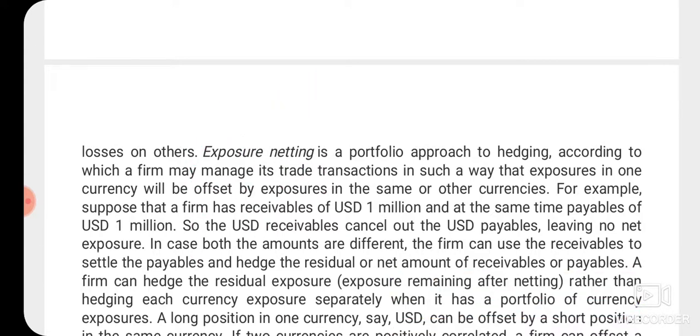According to this approach, a firm manages its trade transactions in such a way that exposures in one currency will be offset by exposures in the same or other currencies. Think that a firm is managing its trade transactions. For example, when there is a low level of trade between the countries, there will be a lower level of risk. When there are higher trade transactions, there will be a higher risk. Based on the trade transactions, the risk will vary. When there are more trade transactions, more risk will happen.